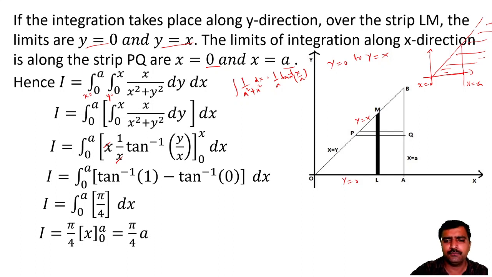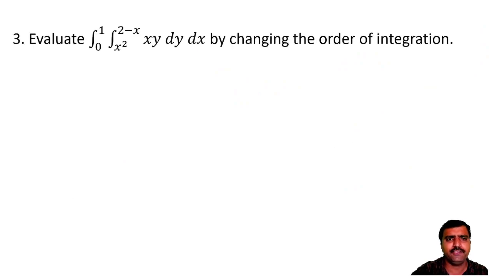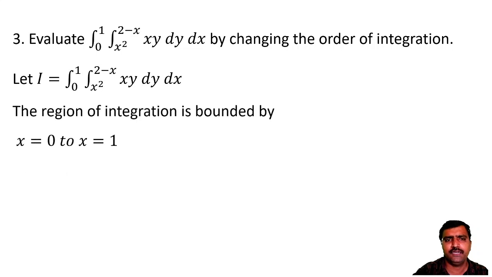One more interesting problem of the same type: evaluate the integration from 0 to 1, x square to 2 minus x, of xy dy dx, by changing the order. Here x square and 2 minus x are the limits of y, and 0, 1 are the limits of x. So x varies from 0 to 1. If I draw this curve, it may be like this.